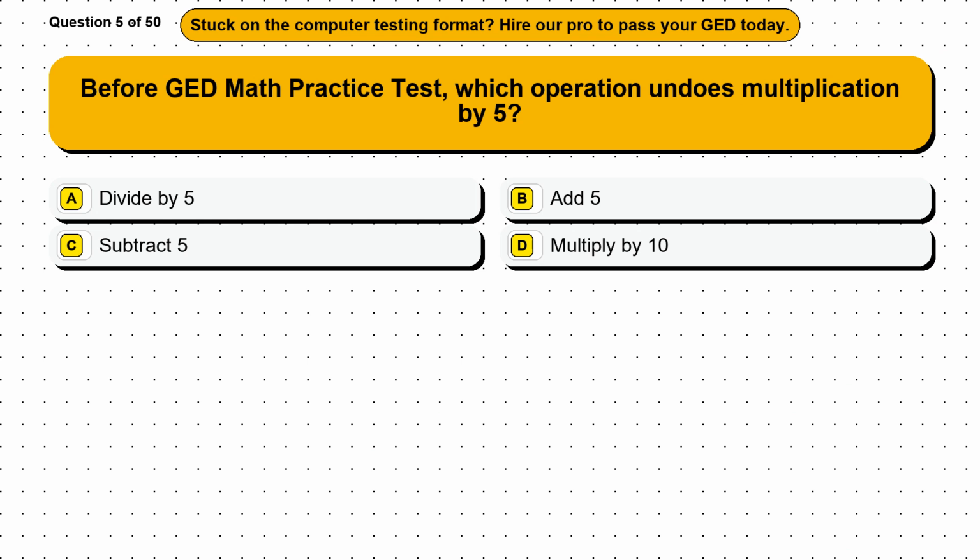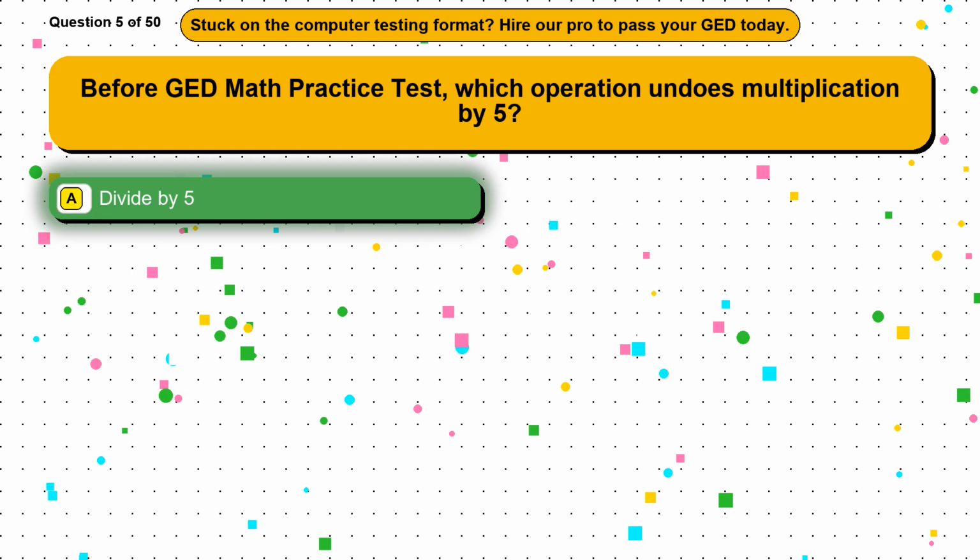Question 5. Before GED Math Practice Test, which operation undoes multiplication by 5? Option A, divide by 5. Option B, add 5. Option C, subtract 5. Option D, multiply by 10. The correct answer is option A.